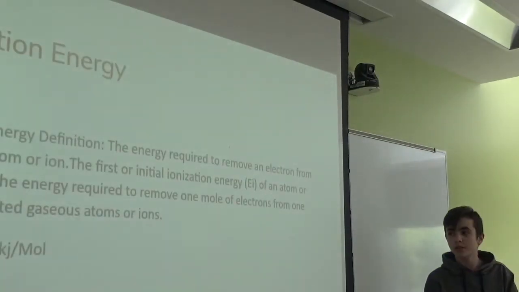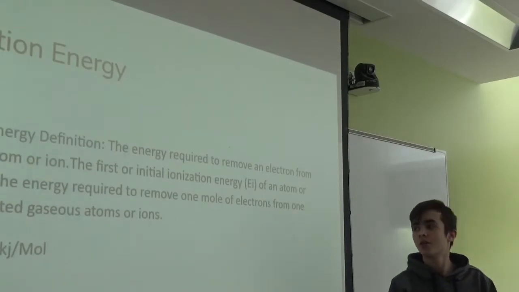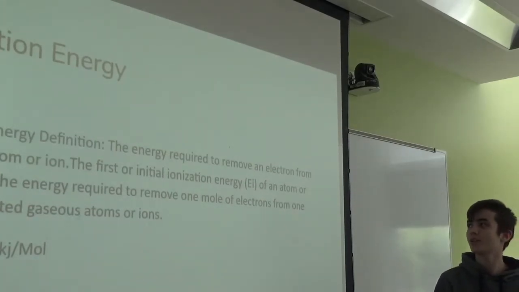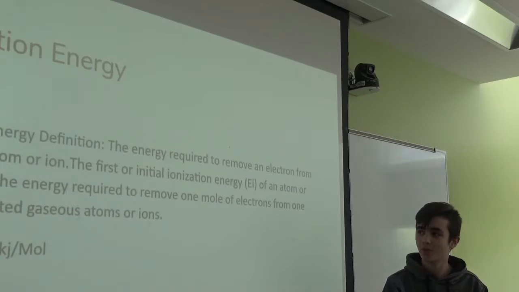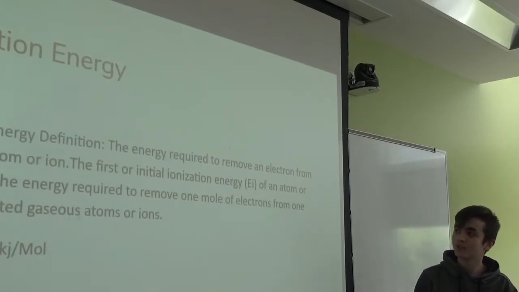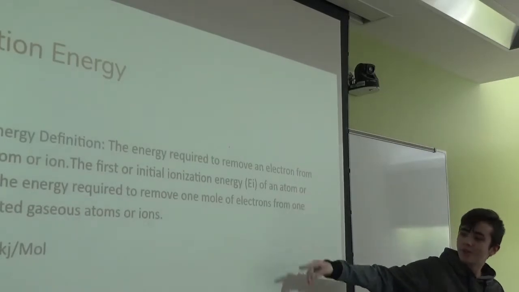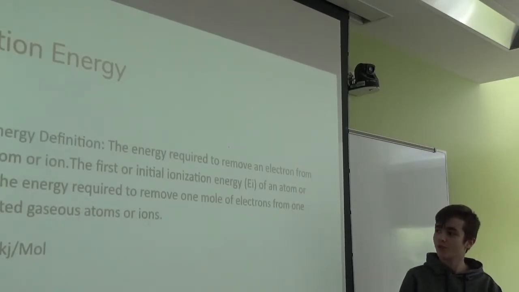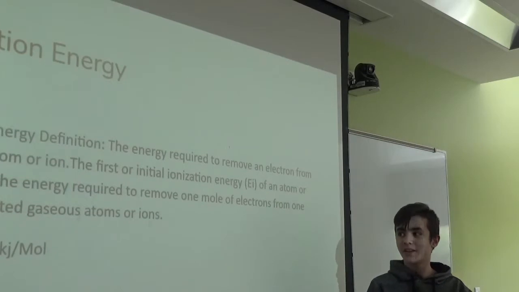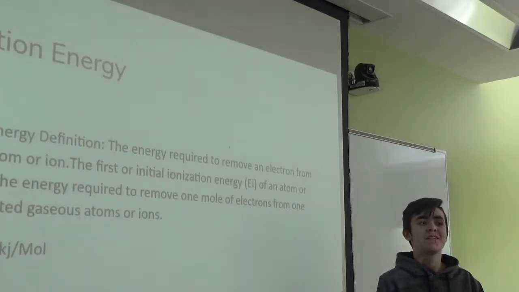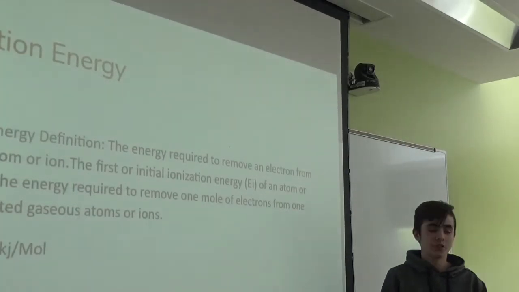The second topic is ionization energy. Ionization energy is the energy required to remove an electron from a gaseous atom or ion. The first or initial ionization energy of an atom or molecule is the energy required to remove 1 mole of electrons from 1 mole of isolated gaseous ions, and it's measured in kilojoules per mole.